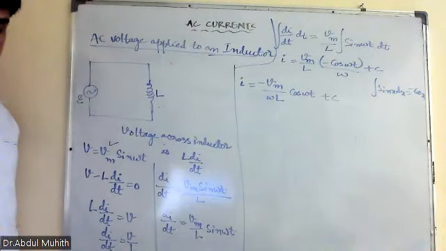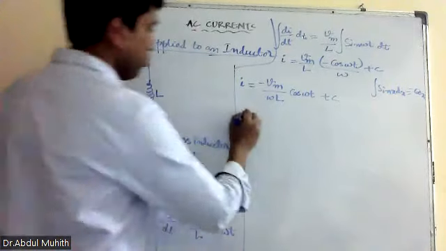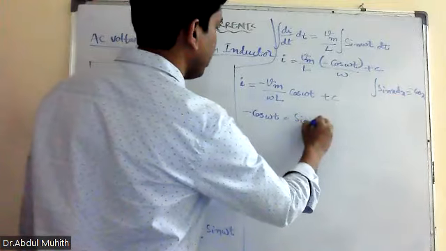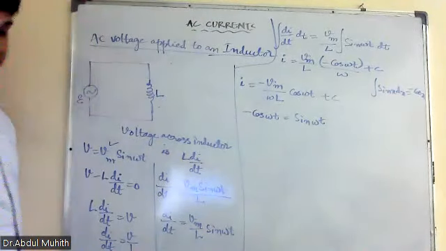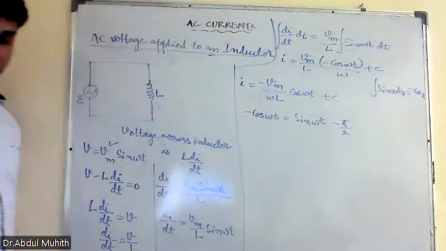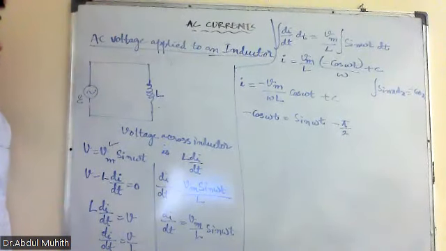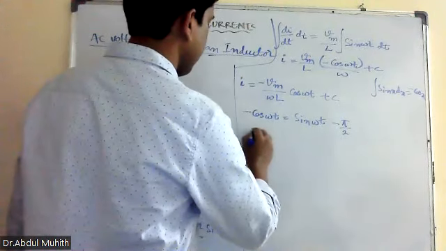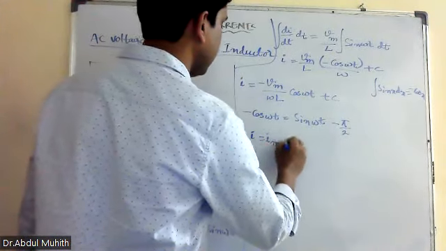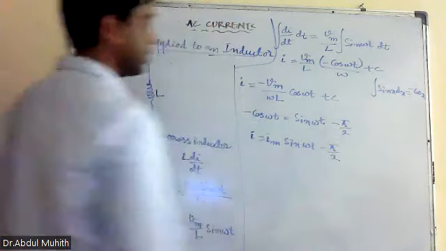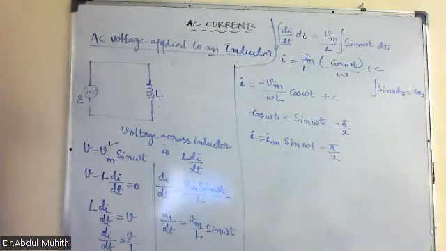Minus cos omega t can be written as sin omega t minus pi by 2. Okay. So what is the answer now? I is equal to Im sin omega t minus pi by 2. Are you understanding?